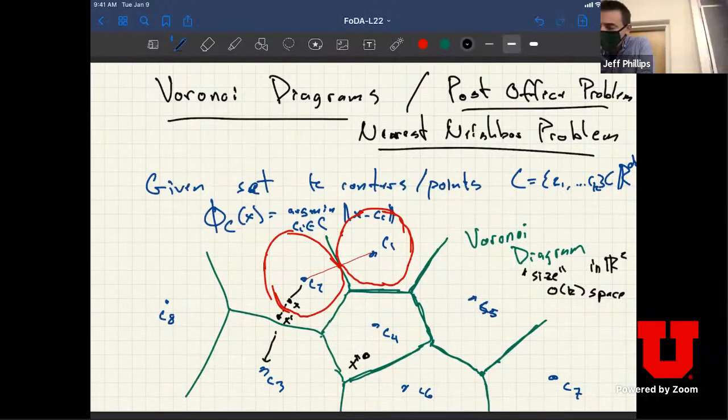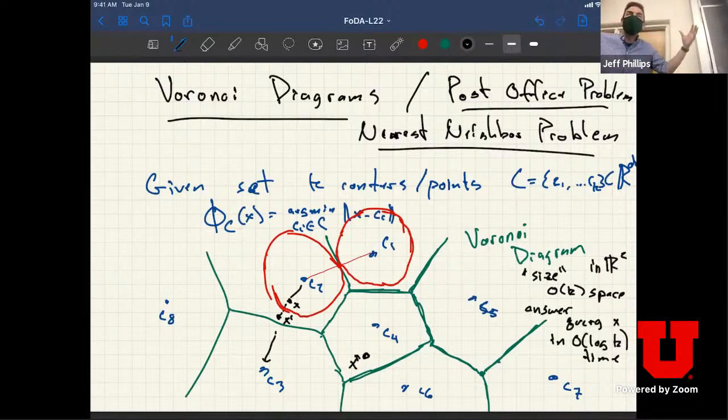I can also answer a query for X in O(log K) time. So in logarithmic time, kind of like a binary search effectively, it's more complicated, but you have to decompose these and then do a couple of binary searches, but in O(log K) time you can retrieve which site is the closest. This is particular to R2. In R1, I can also do this.